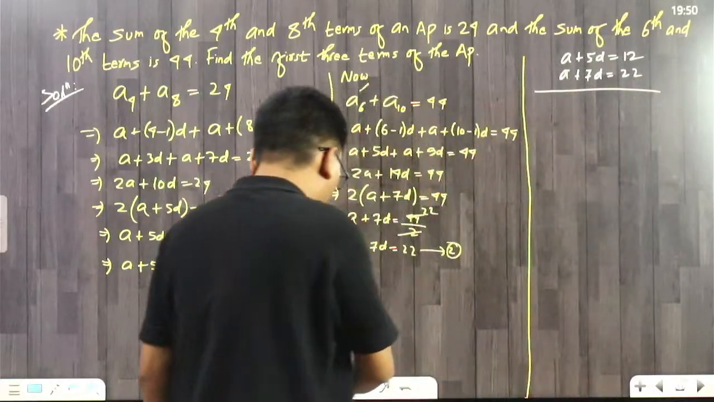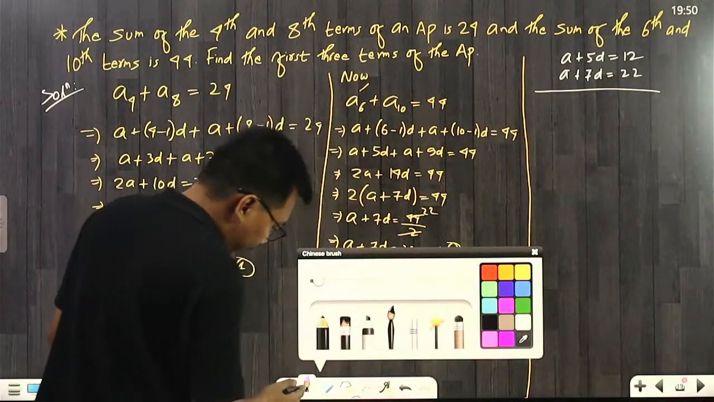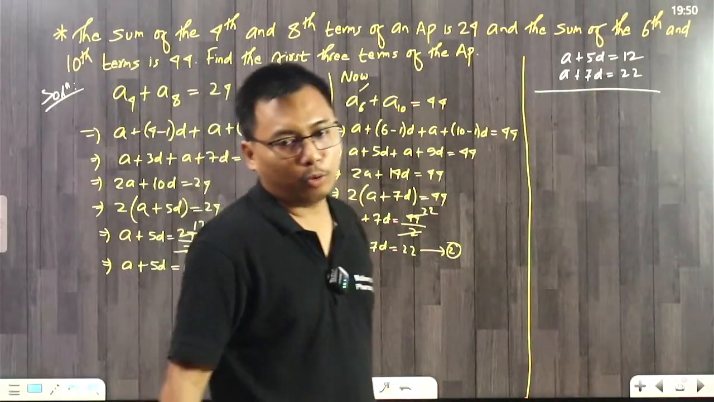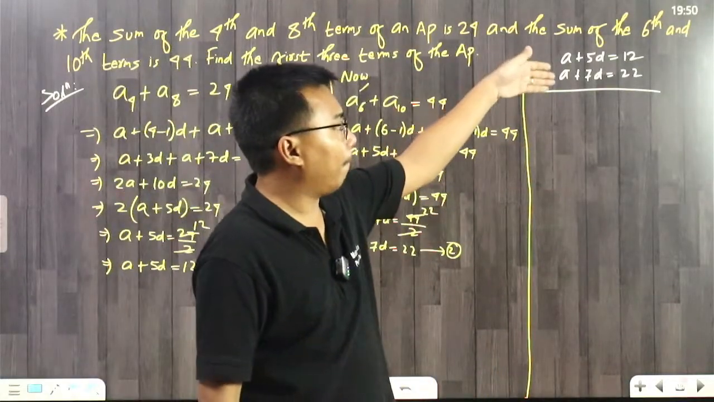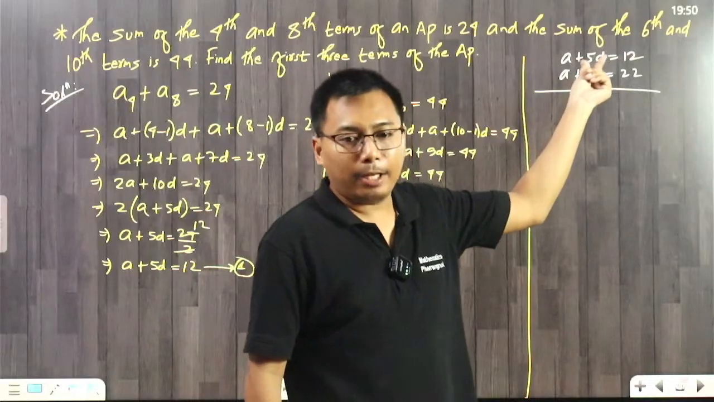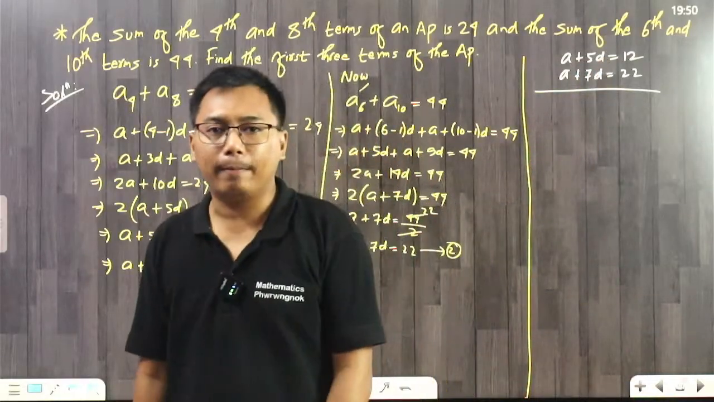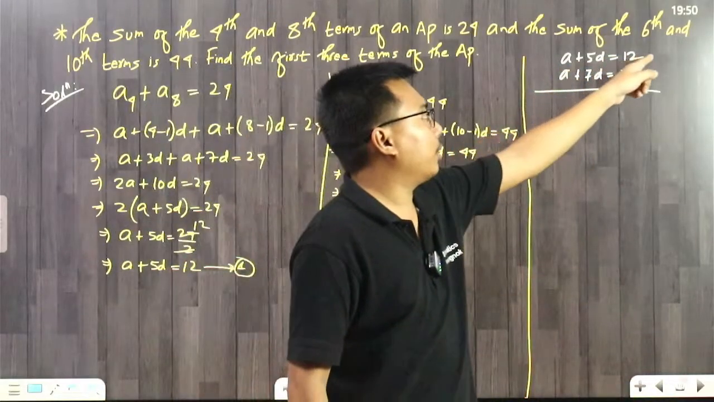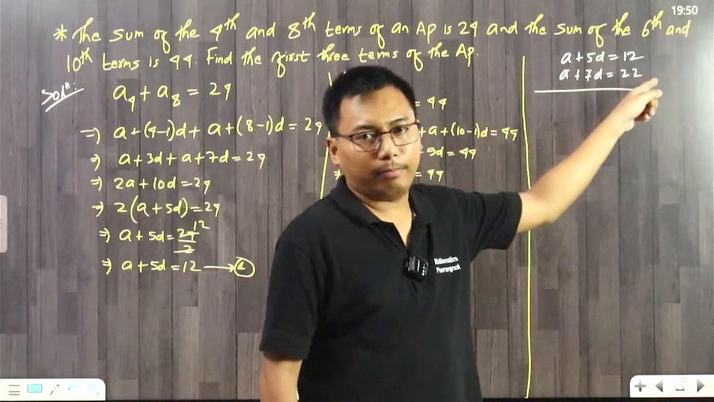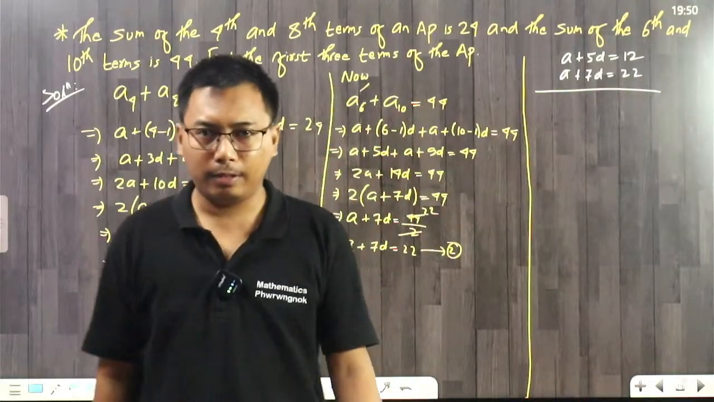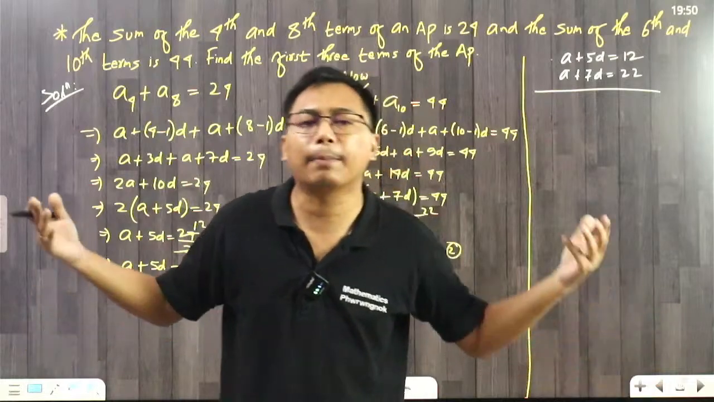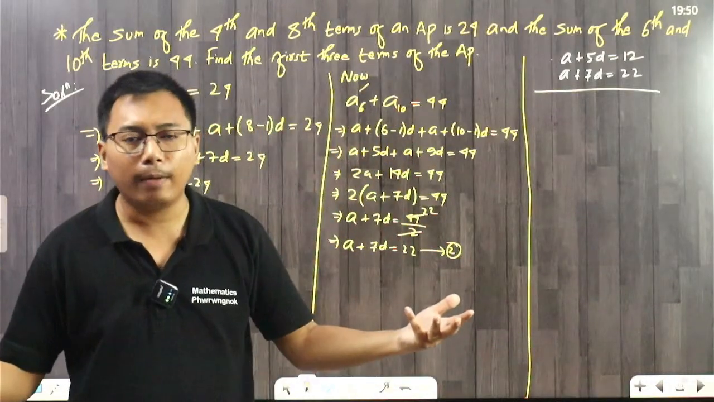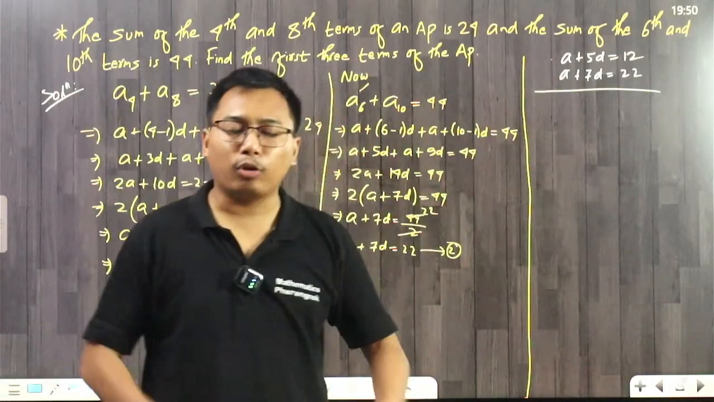Now, what do we do? We subtract. If the signs are the same, which variable do we remove? First of all, we remove A. If we wanted to remove D, we would have to multiply the first equation by 7 and the second equation by 5, right? That would be a waste of time because the coefficients of A are already the same, so we can subtract them directly.